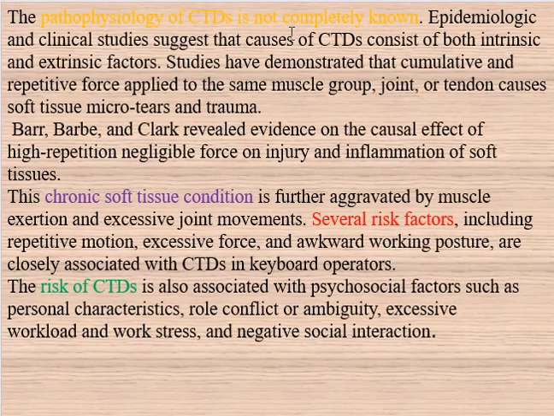The pathophysiology of CTDs is not completely known. Basically, epidemiological and clinical studies suggest that causes of CTD consist of both intrinsic and extrinsic factors. Studies have demonstrated that cumulative and repetitive force applied to the same muscle group, joint, or tendon causes soft tissue microtears and trauma. Further, scientists Barbe and Barr provided evidence on the causal effect of high repetition, negligible force on the injury and inflammation of soft tissue. This chronic soft tissue condition is further aggravated by muscle exertion and excessive joint movement.